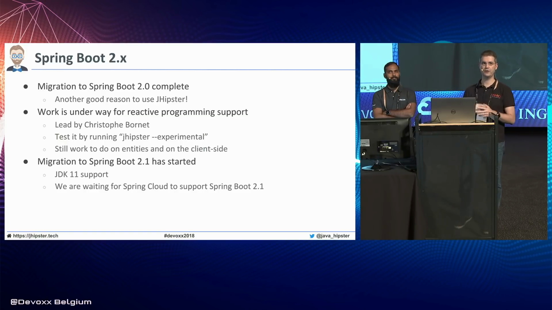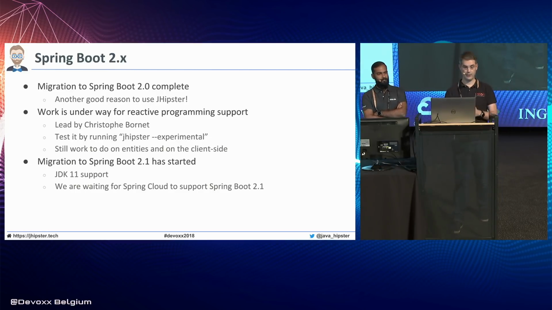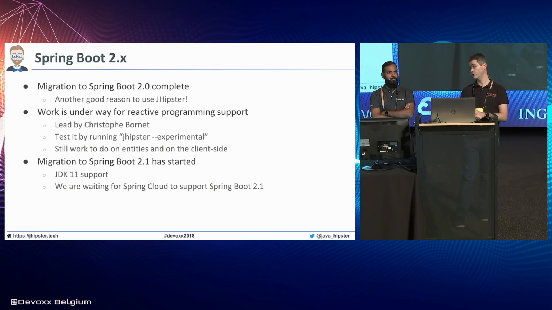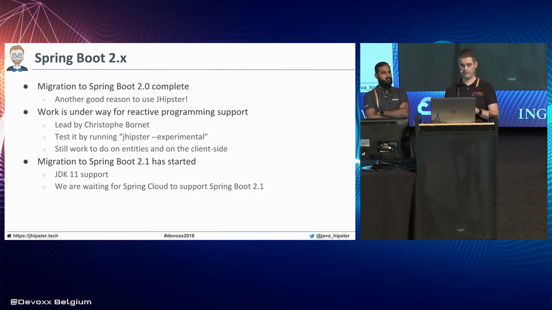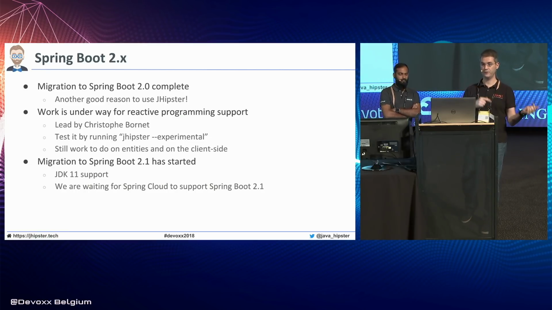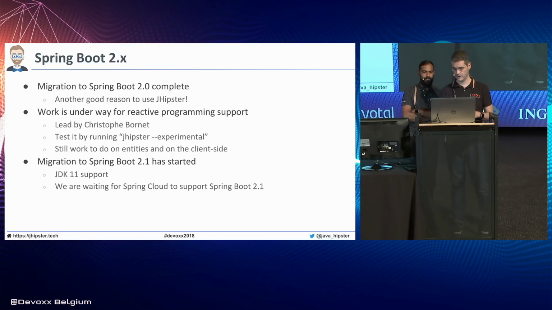There's still work to do on the entities on the client side. We have started to migrate to Spring Boot 2.1, which is awesome. There's lots of new stuff we want to have. And we also need to migrate to have JDK 11 support. So that's something we'll do as soon as we can. Currently, there's already work being done on that. But we'll need to wait a little bit anyway, because we need to wait for Spring Cloud to support Spring Boot 2.1. So when Spring Cloud supports it, then everything should be good for us. We are currently working with the milestone releases, so we will be ready when it goes out.